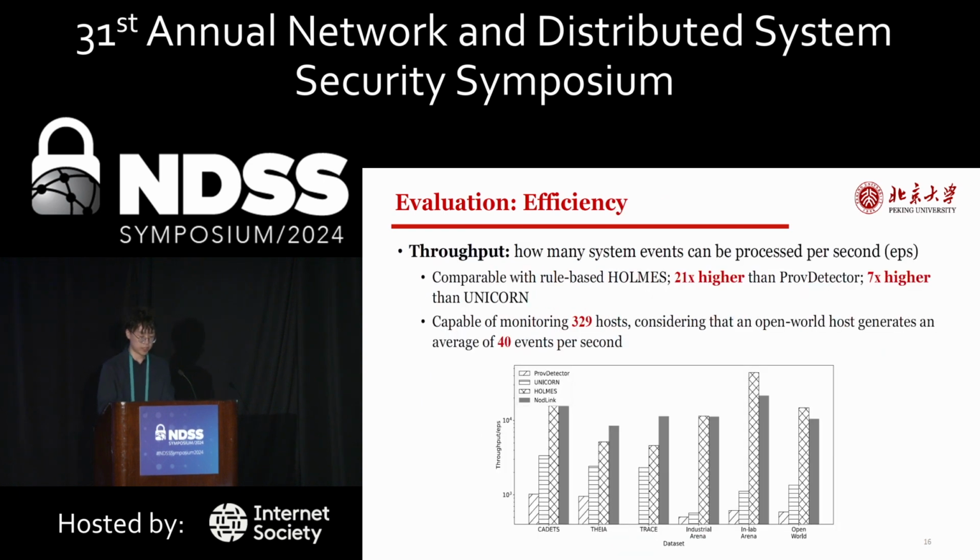Second, we evaluate the efficiency by throughput, which is defined as how many system events can be processed per second. As shown in the figure, NODLINK is comparable to rule-based Holmes, 21 times higher than the offline solution ProvDetector, and 3 times higher than Unicorn. It is capable of monitoring 329 hosts, considering that an open-world host generates an average of 40 events per second.